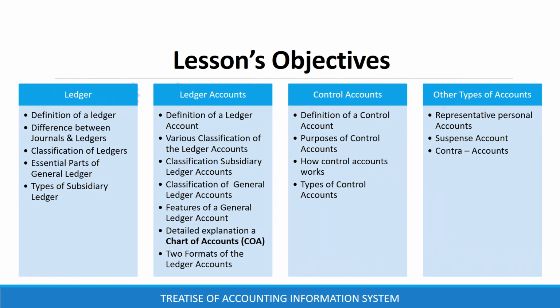In this lesson's objectives, we are going to learn about ledgers, ledger accounts, control accounts, and other types of accounts. On ledgers, we are going to define a ledger, differentiate between a ledger and a journal, various classification of ledgers, essential parts of a general ledger, and various types of subsidiary ledgers.